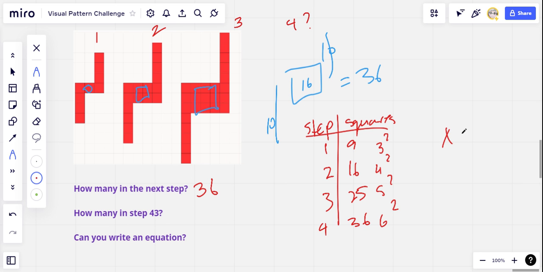We'll take the step number, x, add 2, and then square it. And you could FOIL that out if you want to, but I'm just going to leave it like that. I think it explains these numbers really well. So (x + 2) squared.